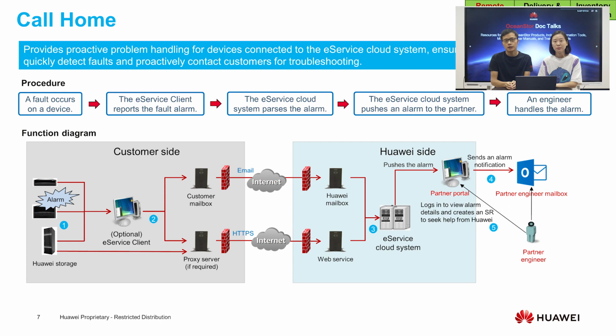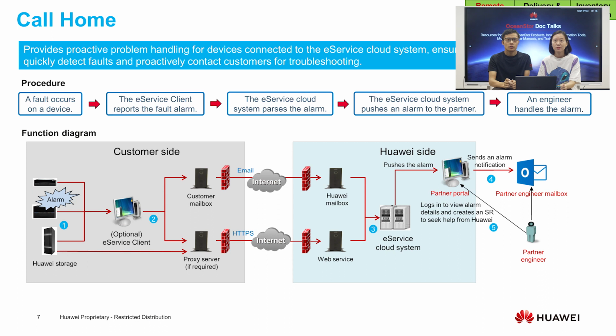The first feature is the call home function among the remote O&M tools. This feature requires two conditions. The eService client has been deployed in the customer's network and a device has been connected to the eService cloud system. Next, let's take a look at how the call home function works.